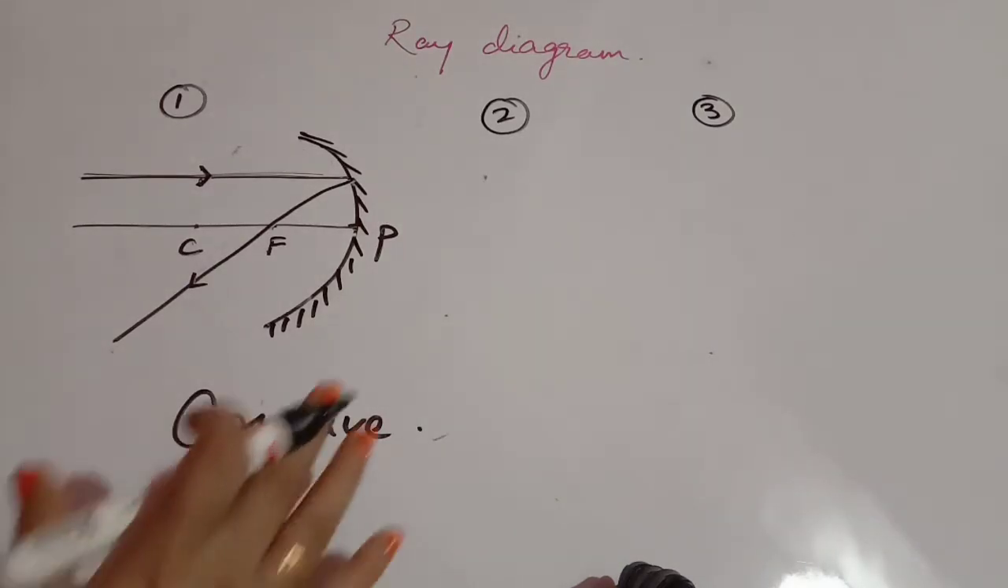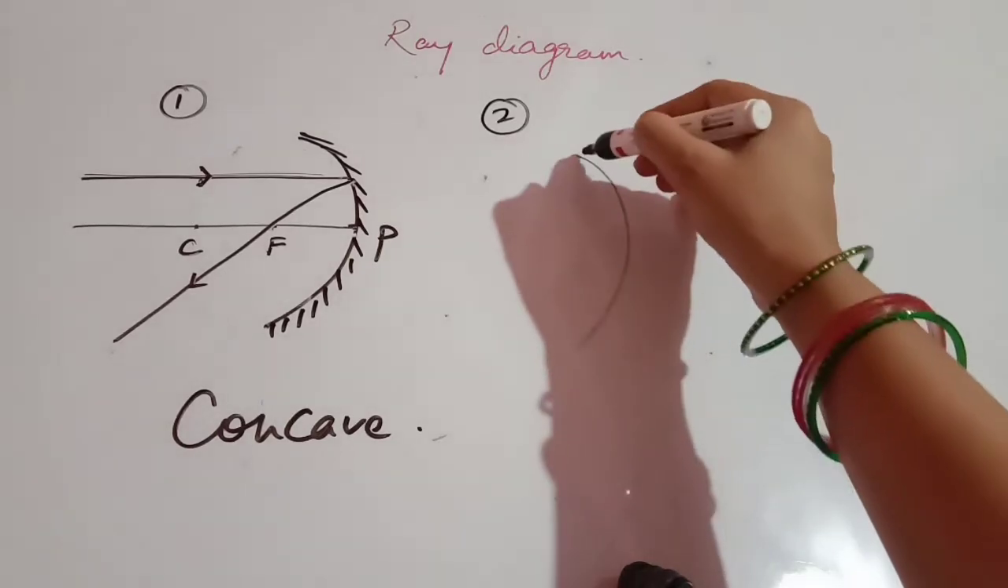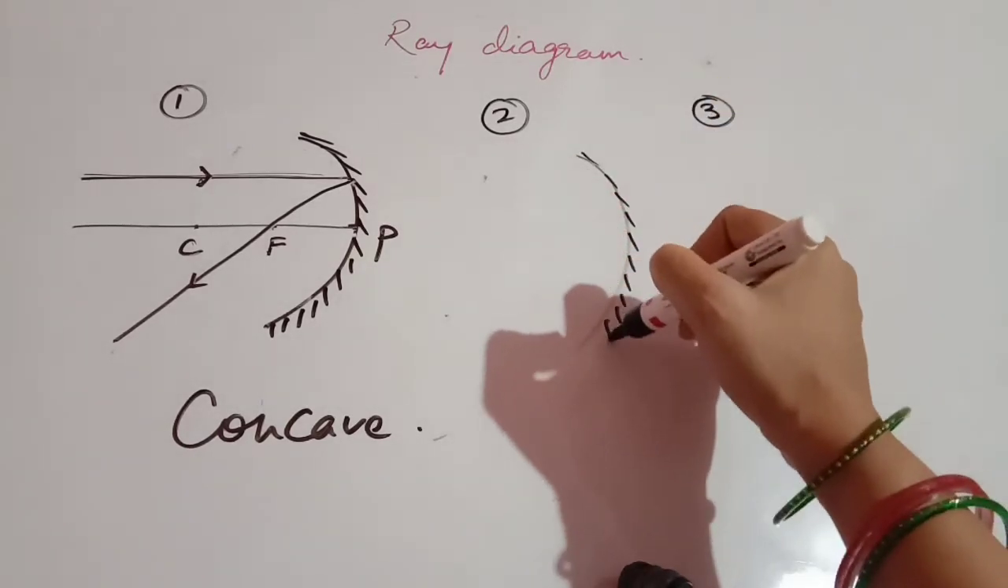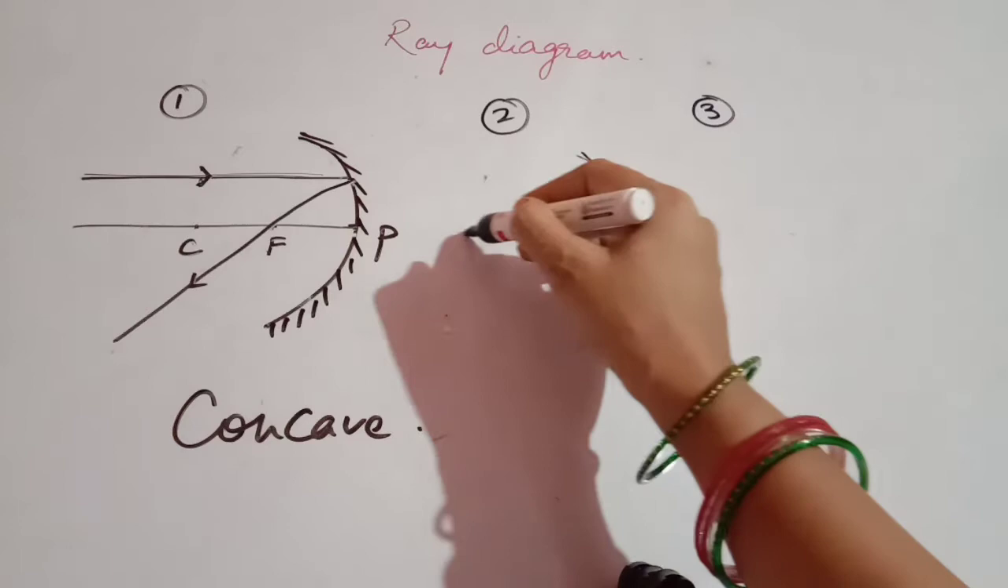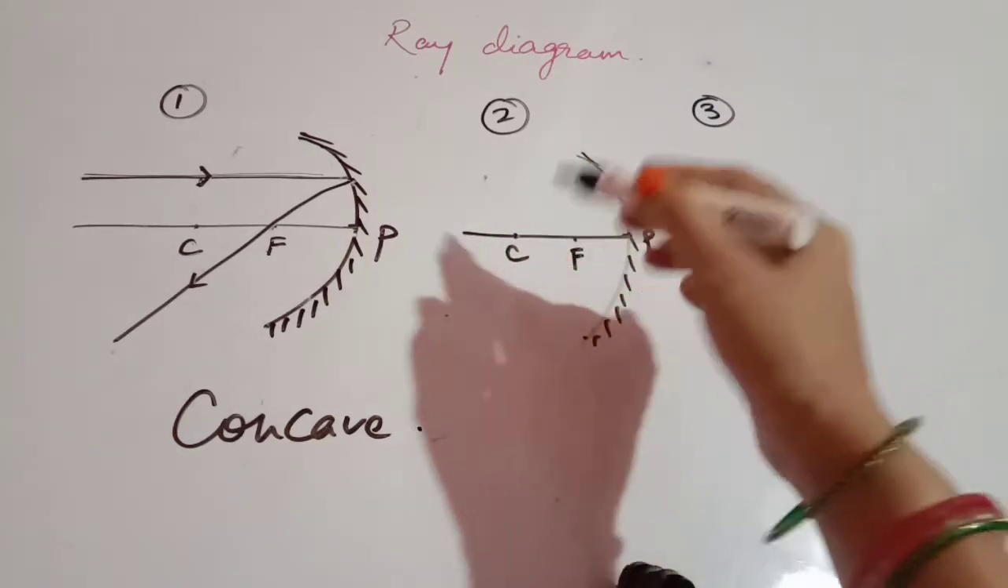This is the first rule. Now the second rule says, if the incident ray, just make another mirror, this is our P, again the principal axis, suppose this point is F. So rule number 2 is what?